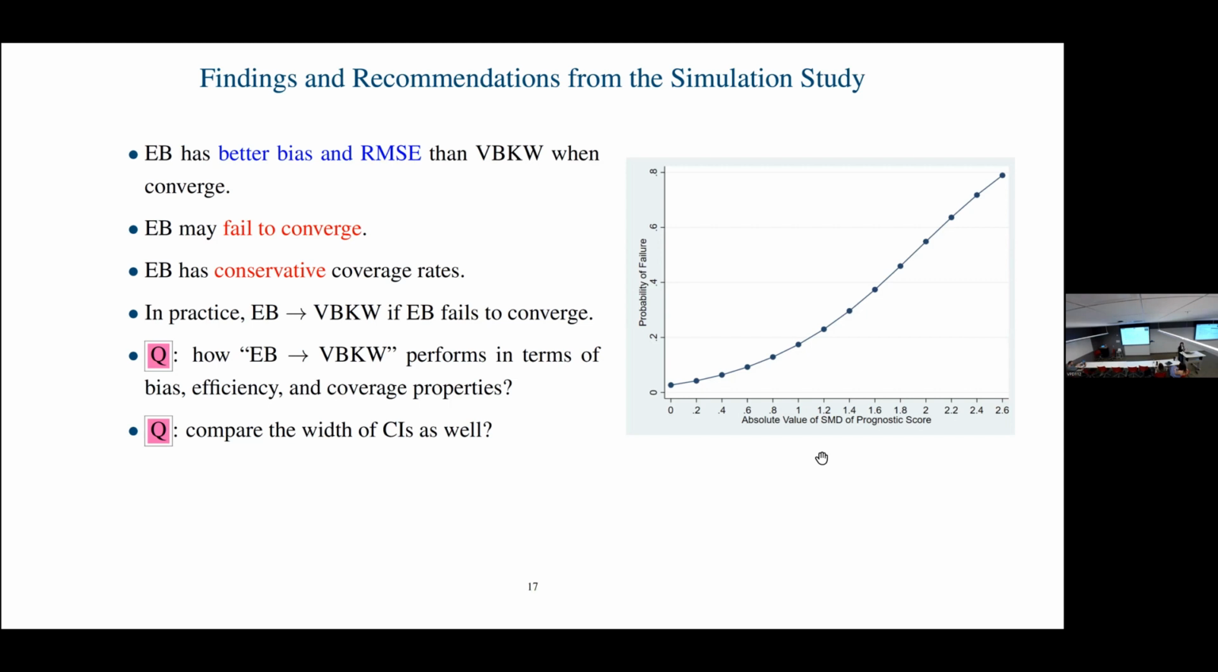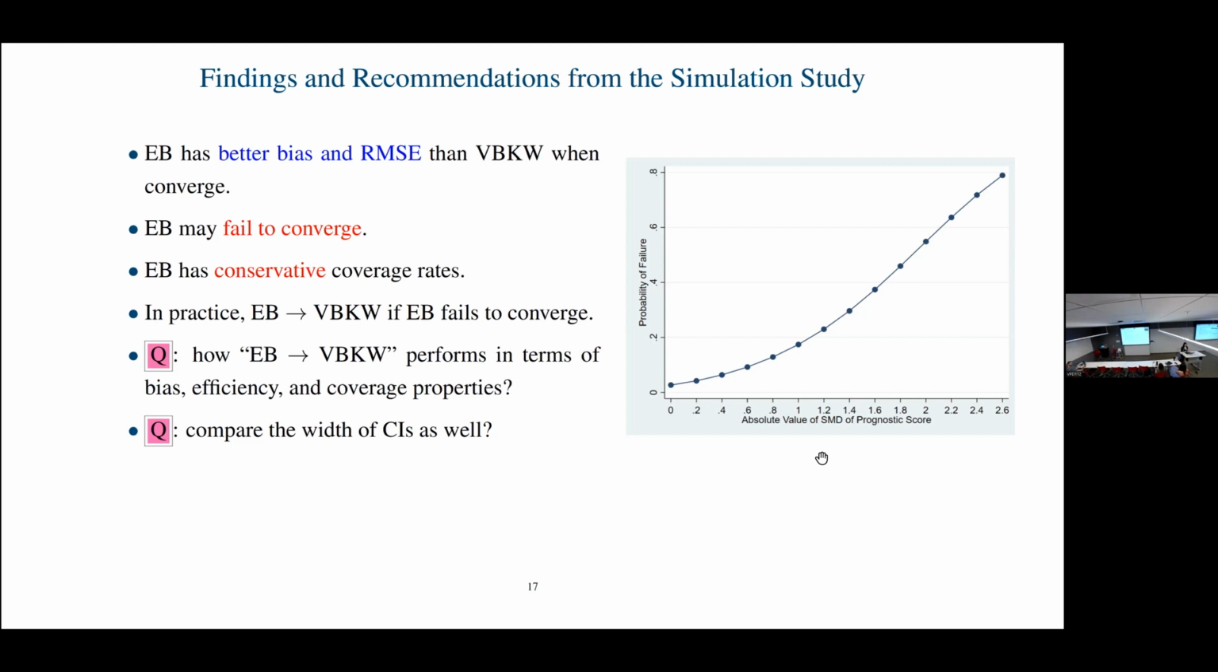But my question is, what is the performance of this recommended estimator? It actually is a combination, right? It combines entropy balancing and vector-based kernel weighting. How does this recommended estimator perform in terms of bias, efficiency, and coverage probabilities? Maybe you need to include this as a competitor in the simulation study as well to assess whether the recommendation is good or not.